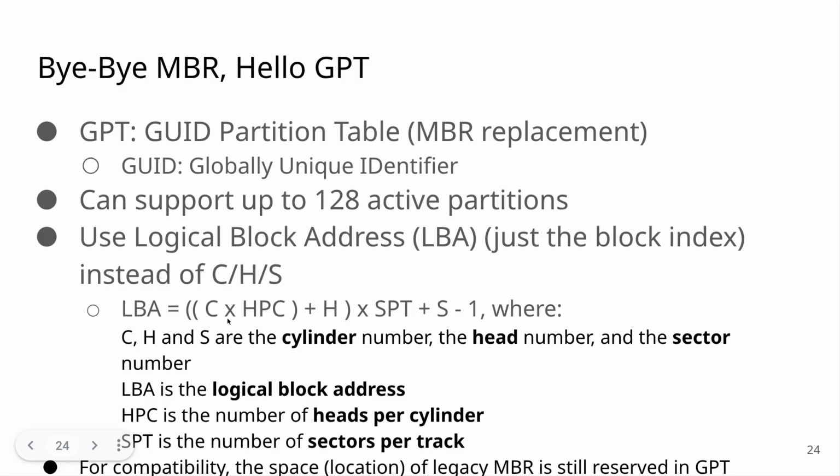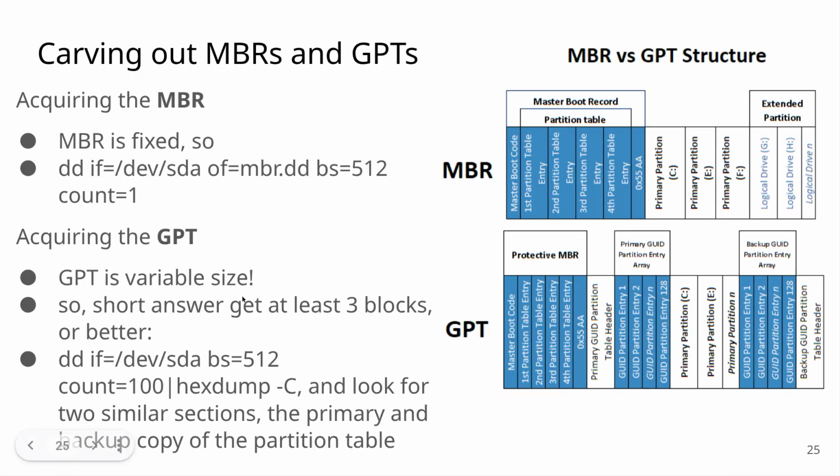So for compatibility, in the beginning of a GPT partition table, we still have an MBR, and I'm going to show you in the next picture. Remember, this was the MBR that takes up 512 bytes. And we can see here that this MBR is still preserved in the beginning of the GPT.